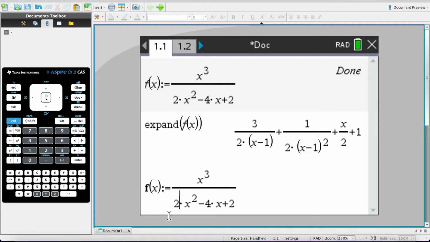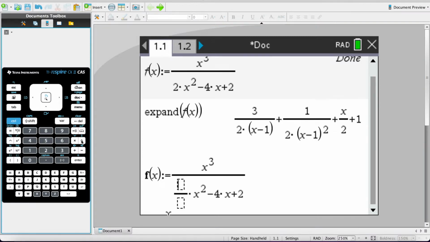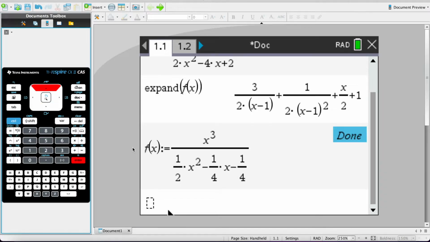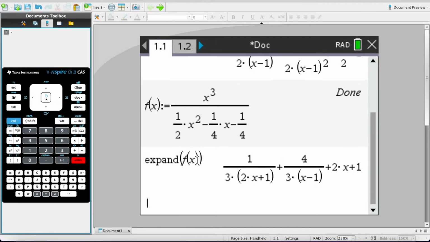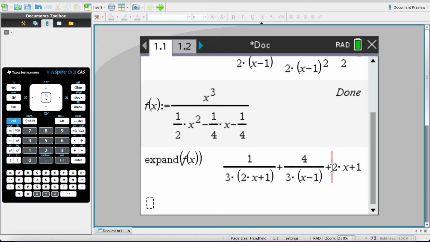So 1/2, -1/4, and -1/4 again. And then just enter the same expand. Okay, so you've got x is equal to 1, you've got y is equal to 2x plus 1, but you've got this extra x is equal to -1/2.